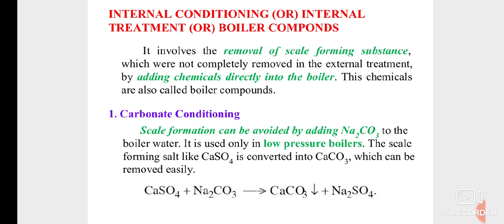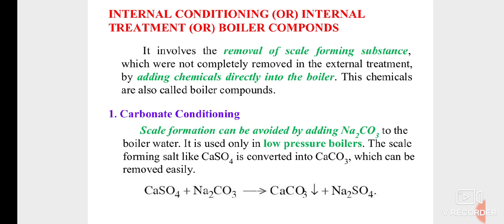In internal conditioning, different types of methods are involved. The first one is carbonate conditioning. What is carbonate conditioning? The scale formation can be avoided by adding sodium carbonate, Na2CO3, to the boiler water, which is used only in low pressure boilers. Boilers can be of two types: high pressure boilers and low pressure boilers.